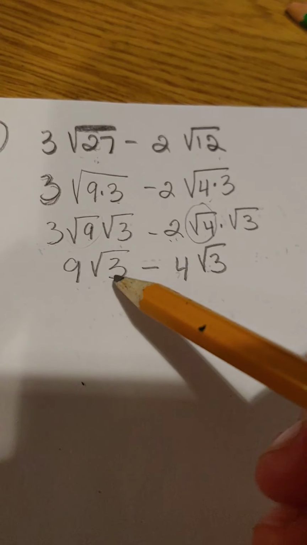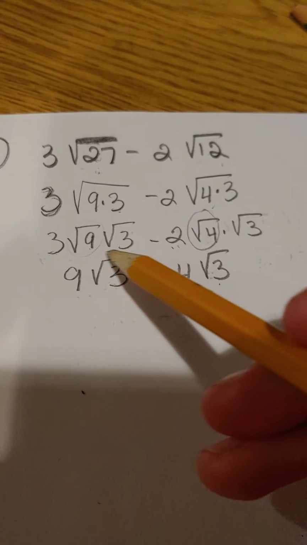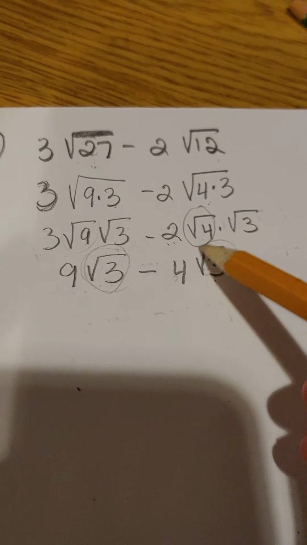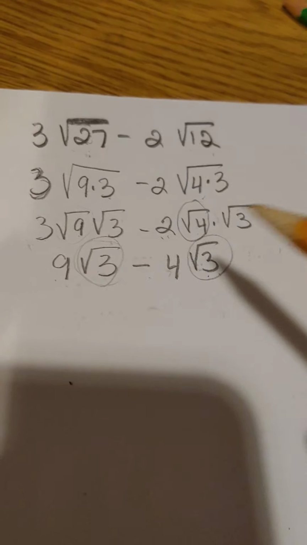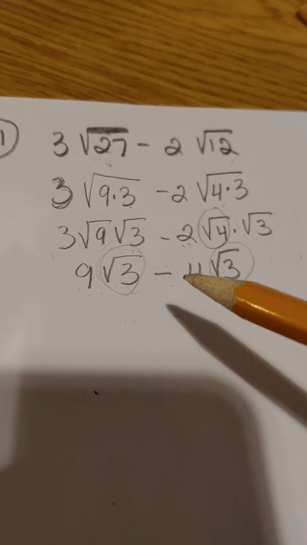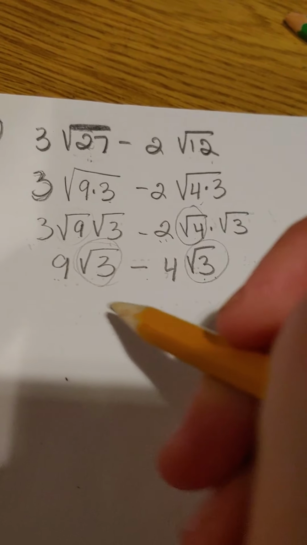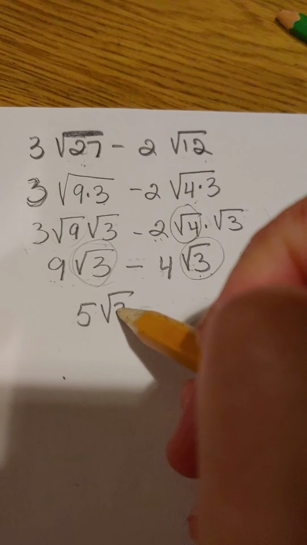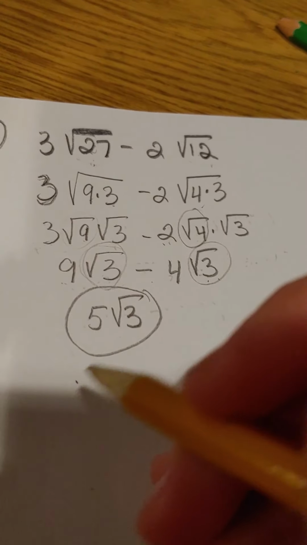And now we see that we have the same radicands. We behave the same way as if, instead of square root of 3, it would be x. So 9x minus 4x. Would we be able to subtract in this case? Yes, we would. 9 minus 4 is 5 square root of 3. And this is the final answer.